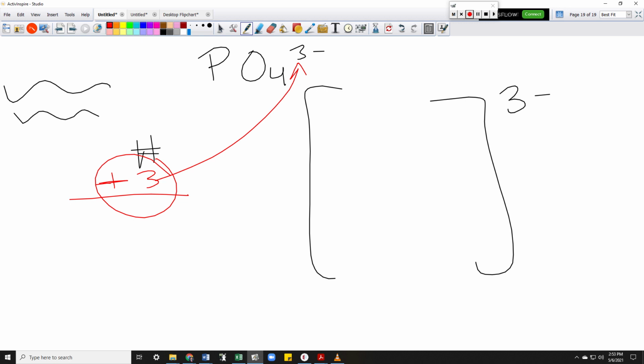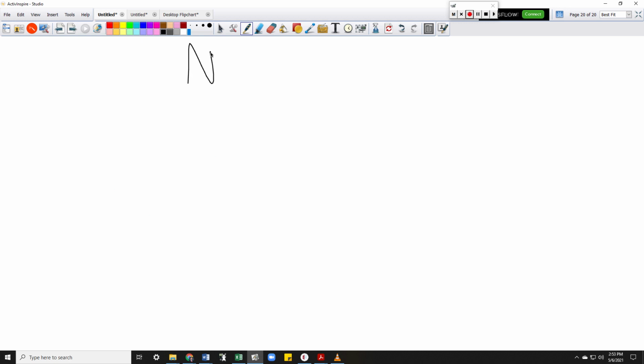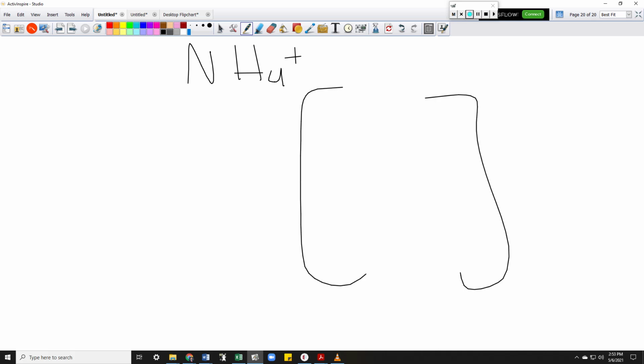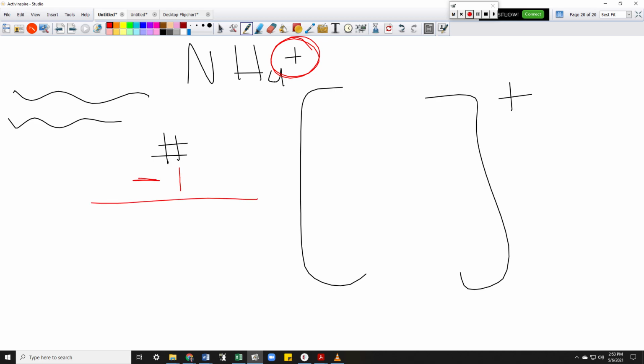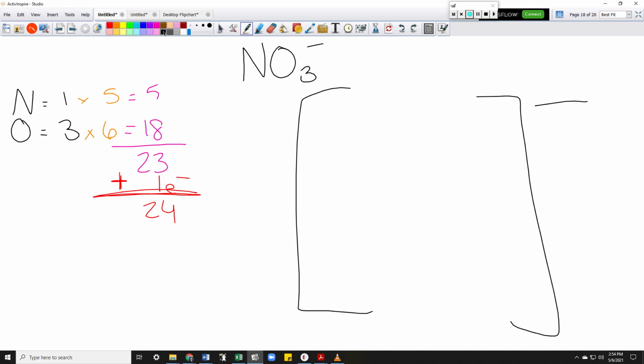Now let me show you the opposite. What if it were NH4 plus? The first thing you do is brackets and a plus sign. Then I do my math, I get a number, and then this time, because it's positive 1, you subtract 1. Does that make sense? So this is what you have, and then you're done. Everything else is straight up normal. All right, so I'm going to go back to this. So who's going to go in the middle?